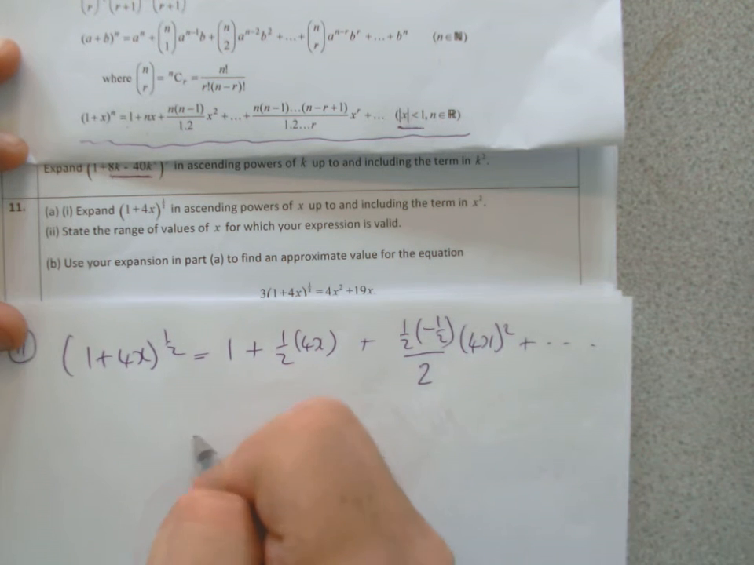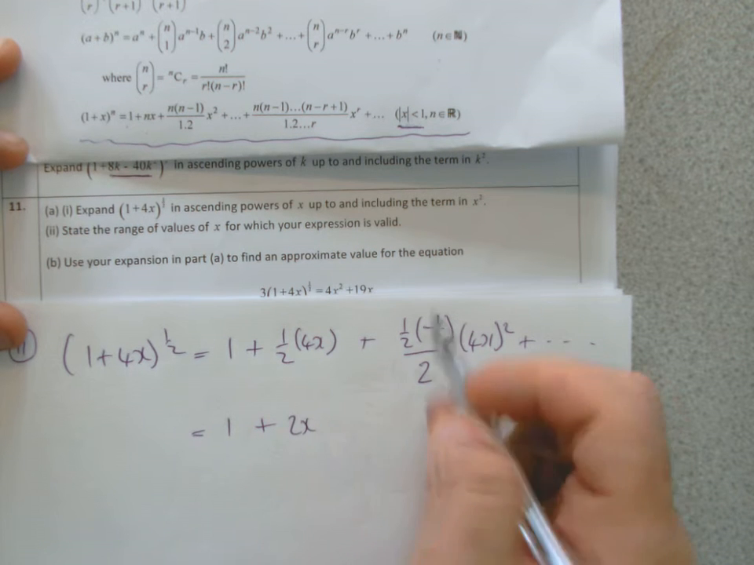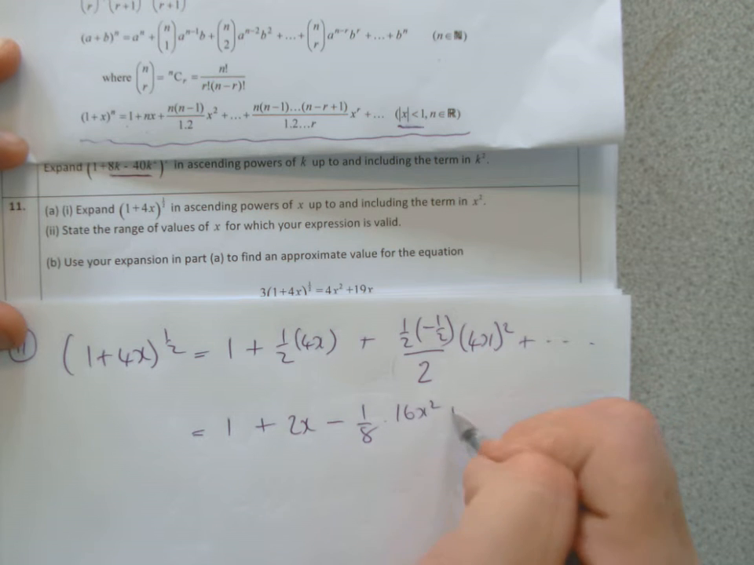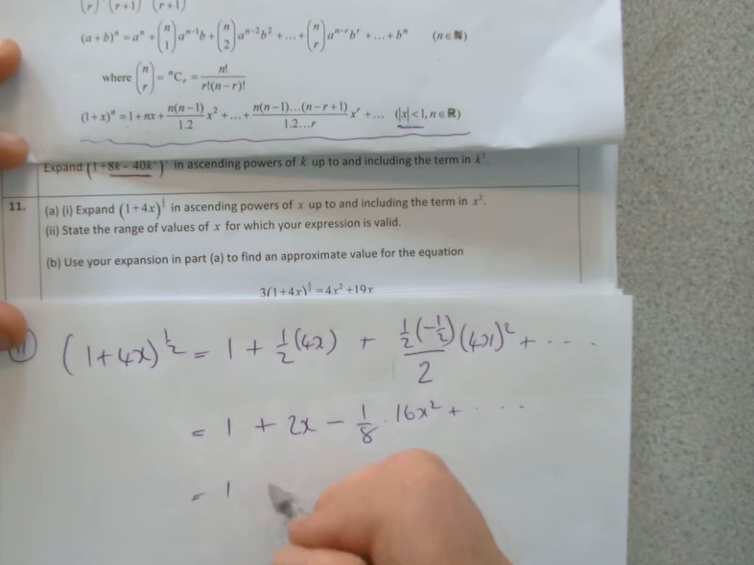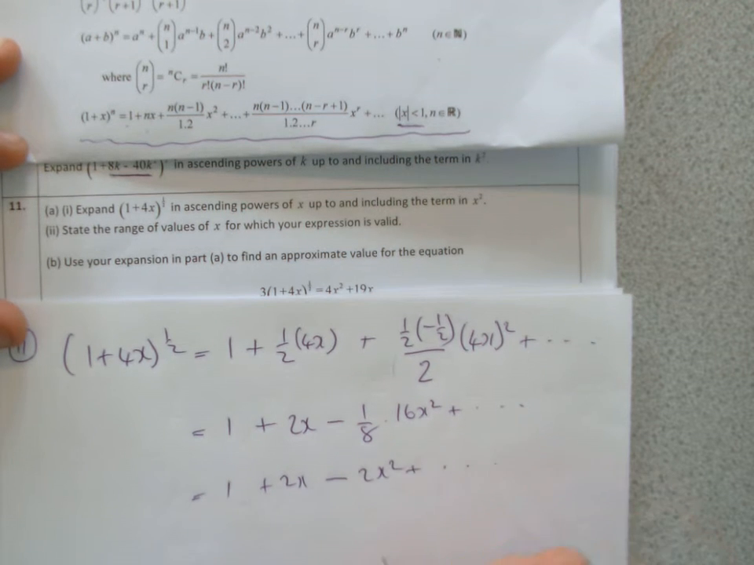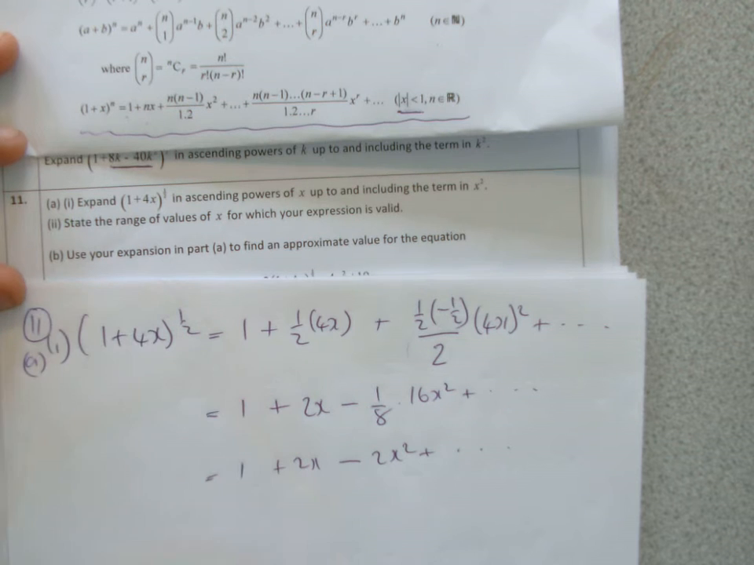Okay, so to simplify this, 1 plus 2x, and then that would be an 8th, and then square this, that's 16x squared. So this would be 1 plus 2x minus 2x squared plus dot dot dot. Okay, so you've got that up to x squared, and that's answered part A 1 there, right?